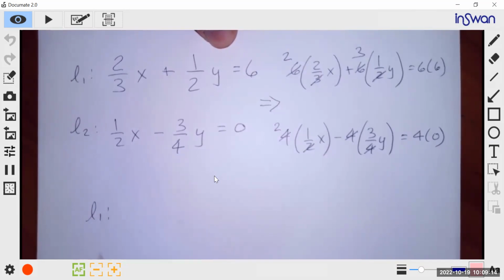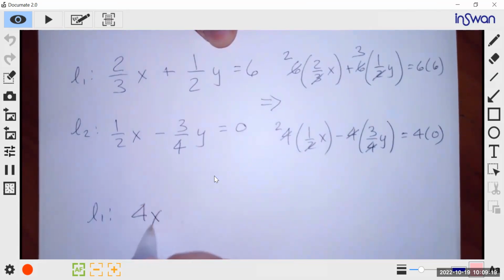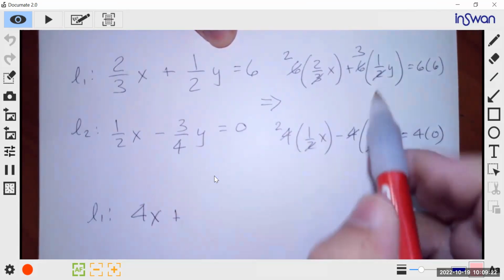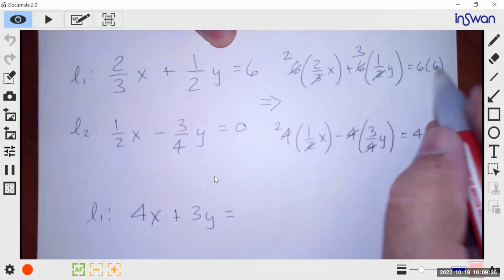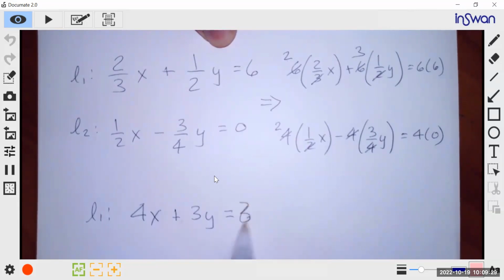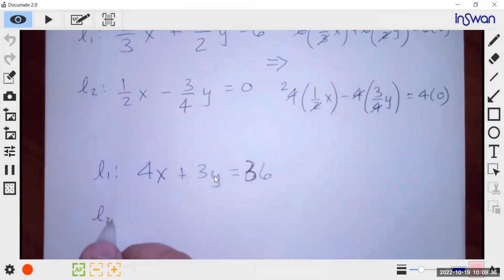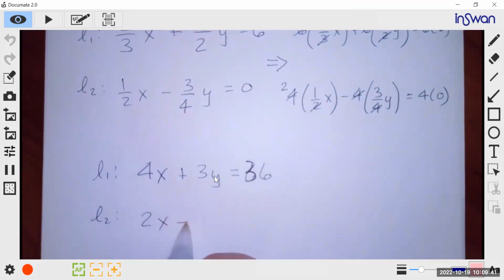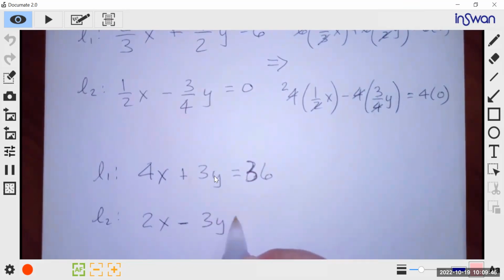So my new line 1: 2 times 2 is 4x, 3 times 1 is 3y, 6 times 6 is 36. Line 2: 2 times 1 is 2x minus, since the 4s are gone, 3y. 4 times 0 is 0.